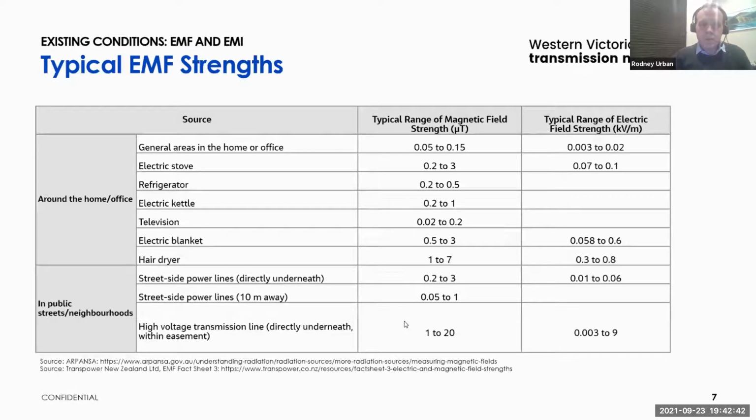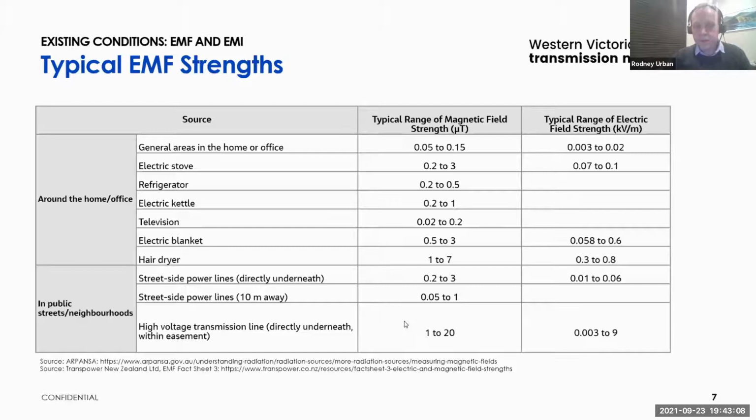So we can see there in the home and office, items like electric stoves, refrigerators, kettles, televisions. We're talking about field strengths in the order of 0.05 up to about 3 microtesla. So microtesla is 1/1,000,000th of a Tesla, which is the standard unit of measurement for a magnetic field.